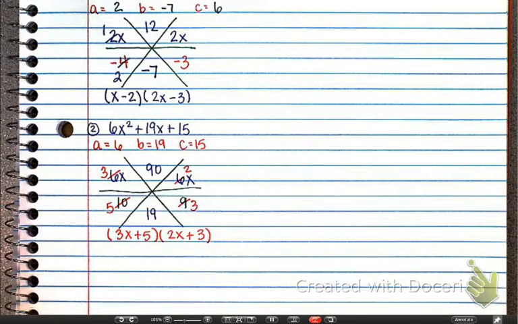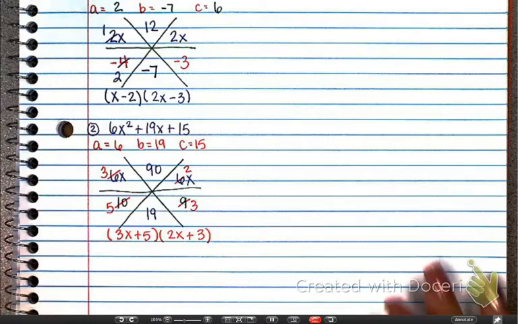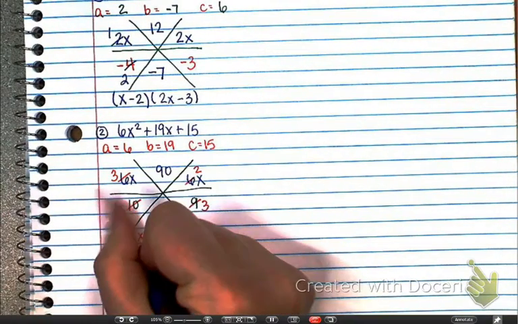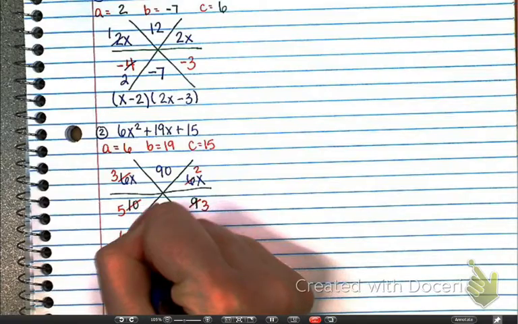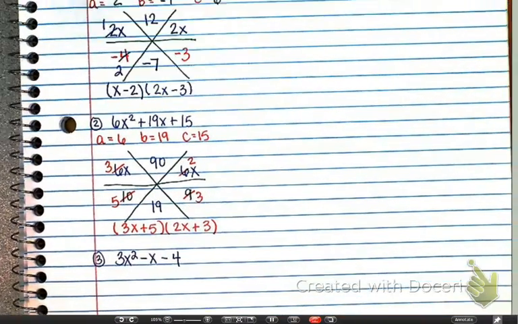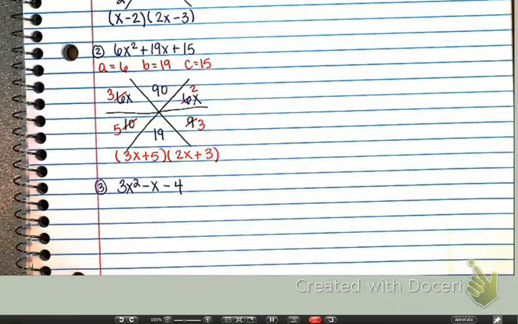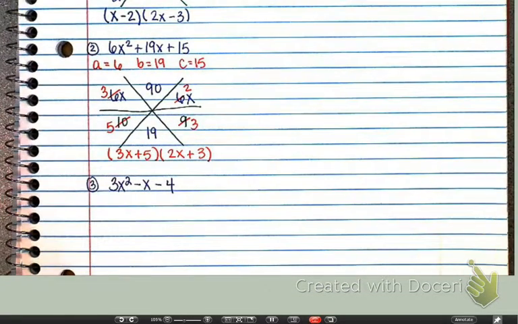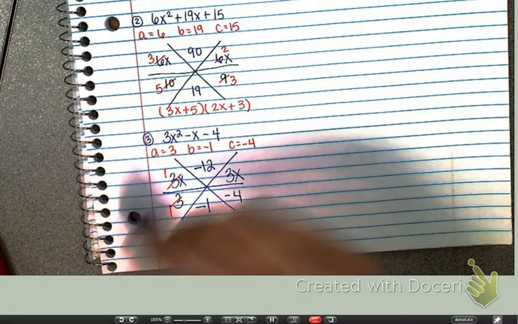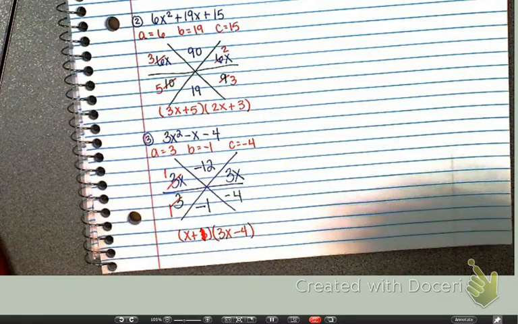Okay, you ready to try one? I think I am. You think you are? So 3x squared minus x minus 4. There's the answer to the problem you just did that I paused.